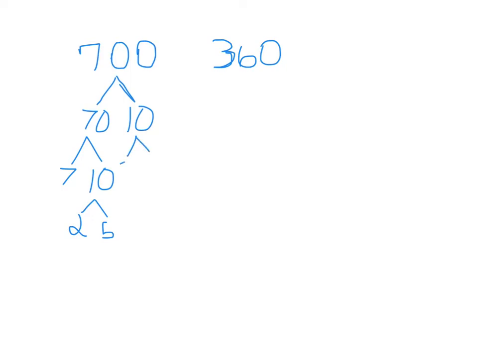Okay, so I know that I'm going to use the prime factorization method. I know that 70 times 10 is 700, so I'm going to use 70 times 10. And 70 can be broken down into 7 times 10. 7 is prime, and 10 can be broken down into 2 times 5. 10 can be broken down again into 2 times 5. So here what I have is 2 squared times 5 squared times 7.